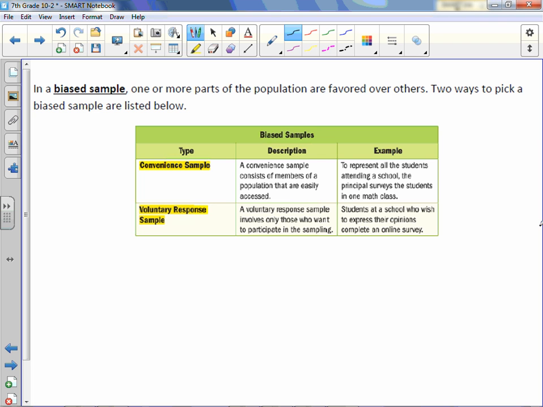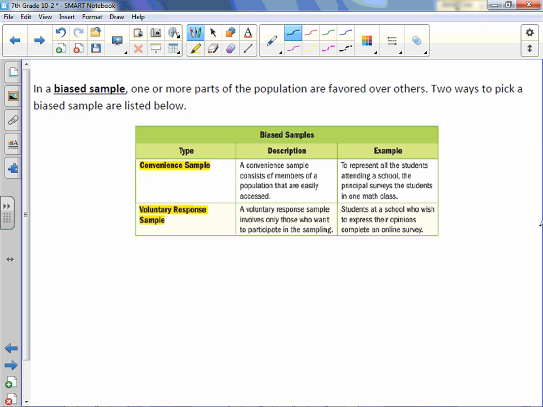In a biased sample, one or more parts of the population are favored over others. Two ways to pick a biased sample are listed below. A convenient sample consists of members of a population that are easily accessed. So if I want to know what the 7th grade likes to do in their spare time, but I only ask the students that happen to be in front of me at that moment, that's a convenient sample. To represent all students attending a school, the principal surveys the students in one math class. That's convenient. He or she went to one room, asked those people, and called it a day. That's convenience, and that is considered biased.